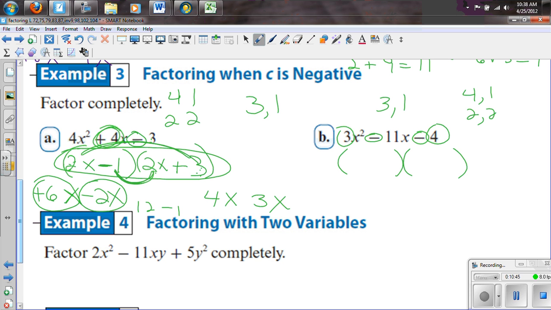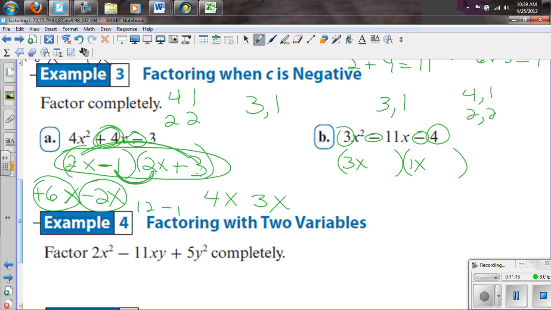So let's put in what we do know. We know 3x and 1x, because 3 and 1 are the only factors of 3. We don't know which plus and minus. We know plus and minus, but we don't know which one goes where. And so now we have to try the 2's and the 4's. And 11 is a pretty big number, so I'm going to have to multiply something that is going to be a little bit bigger number, and I'm going to subtract something from it to get 11, since I'm subtracting.